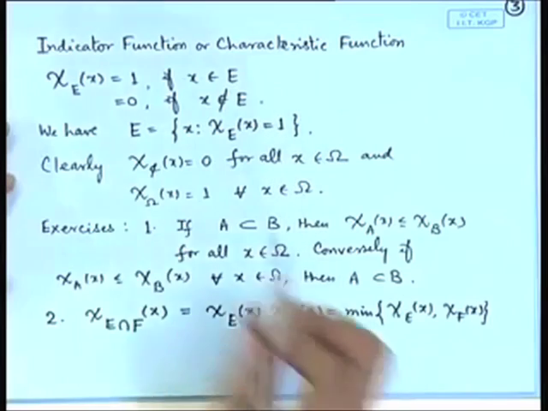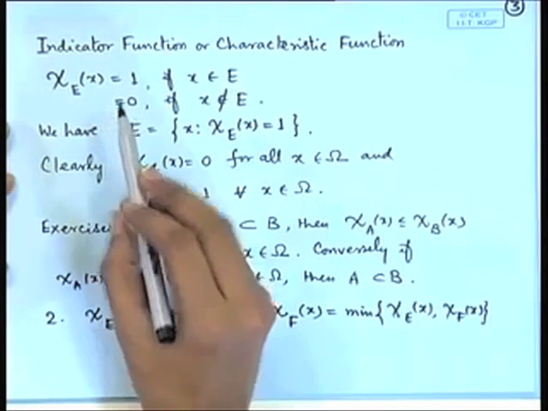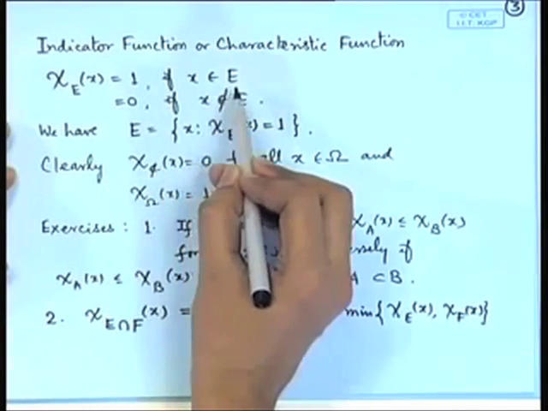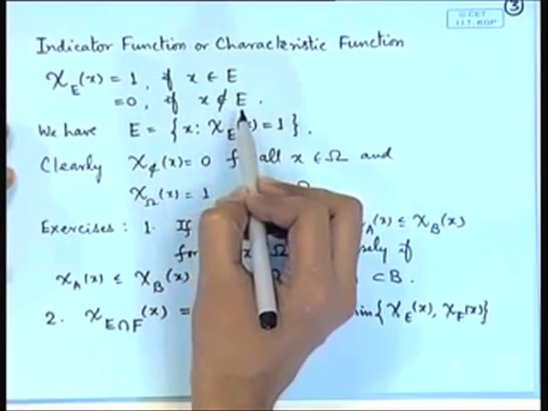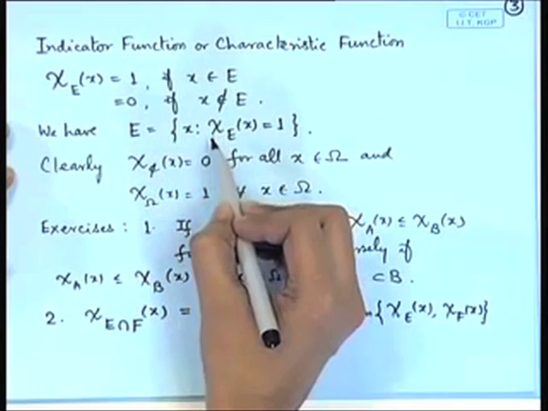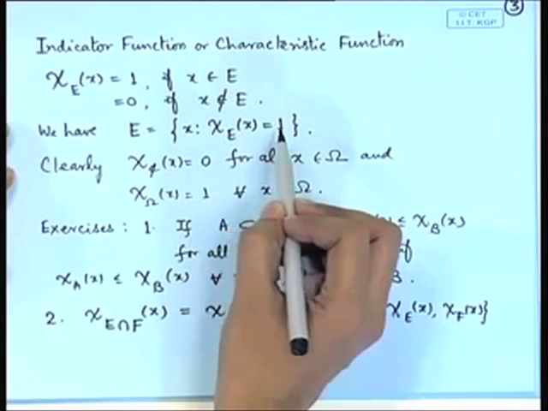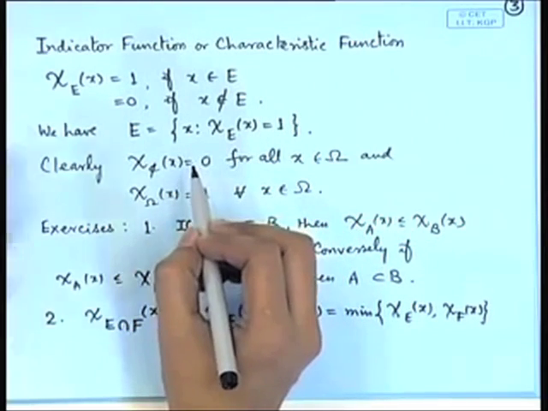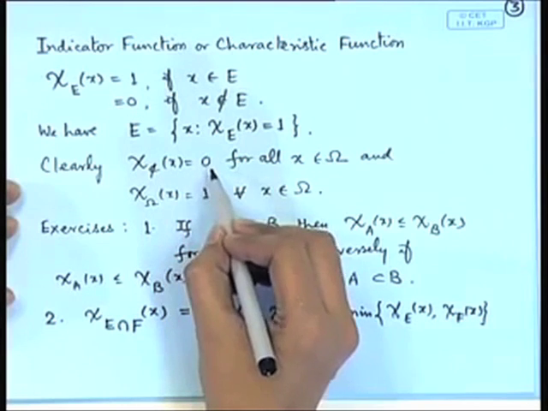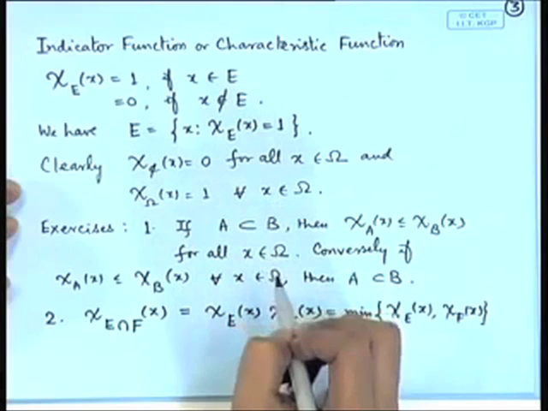Let us introduce the concept of indicator function or characteristic function. The characteristic function of a set E is defined to be 1 if x belongs to E, and it is 0 if x does not belong to E. Alternatively, we can write the set E as the set of all those points for which chi_E(x) is equal to 1. Clearly, the indicator function of the empty set is always 0, and the indicator function of the whole space is always 1.